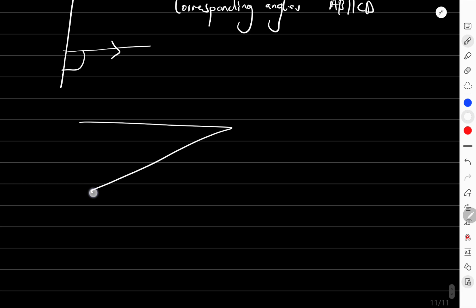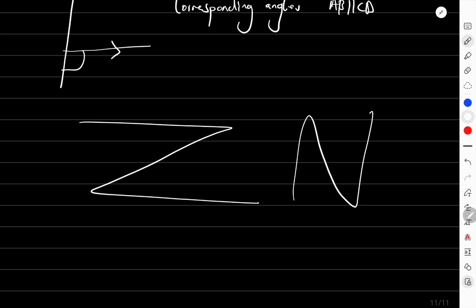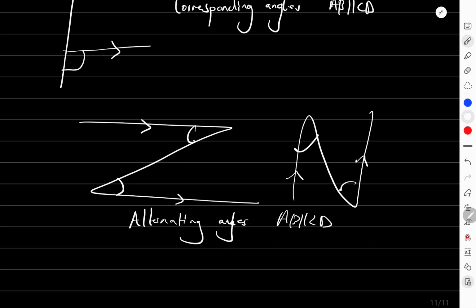Now, the last one, if you see a shape like this one or the shape that is like this, the angle that is found here and the angle that is found there, they are the same. The angle found here and the angle that is found here, they are the same. If these two lines are parallel, reason is going to be alternating angles. After writing alternating angles, you have to tell me the lines that are parallel. Let me just say AP is parallel to CD.